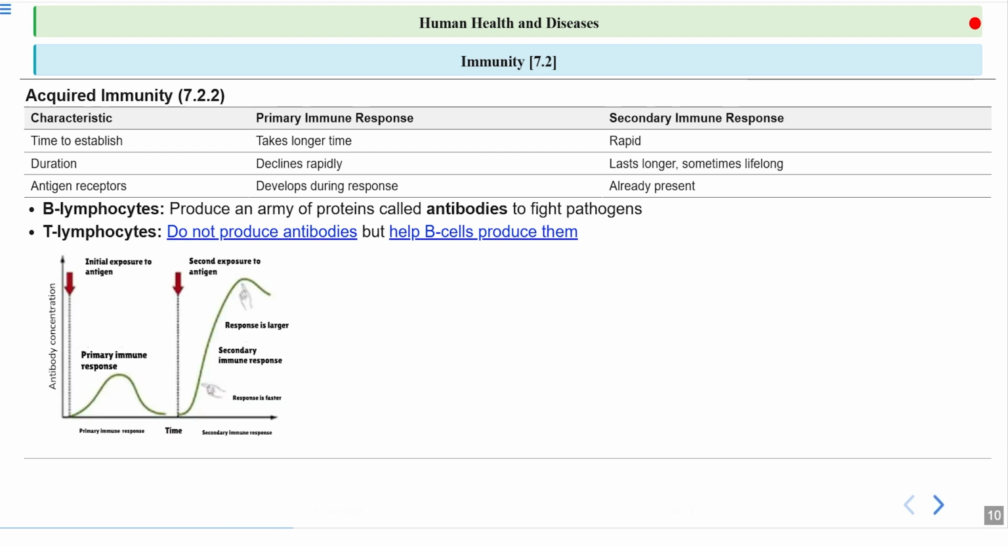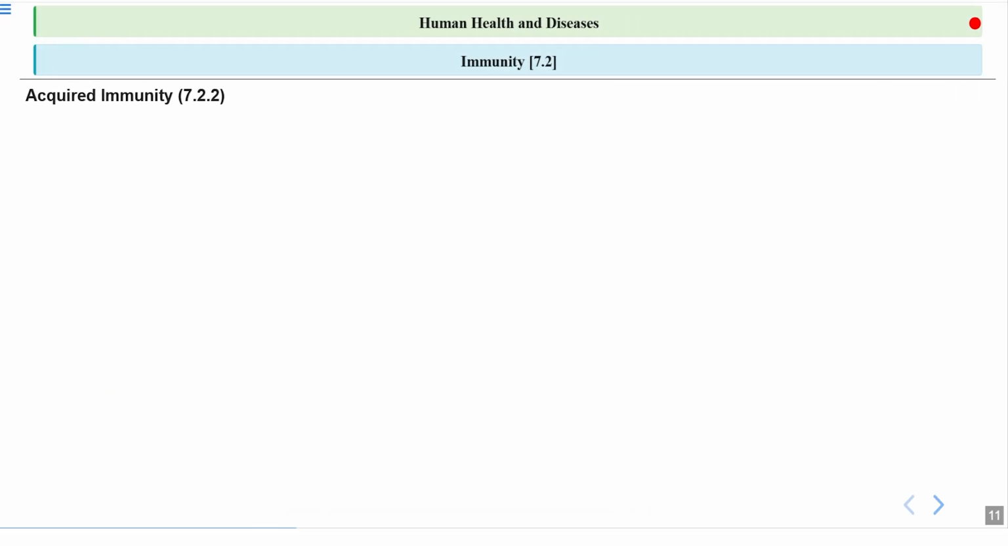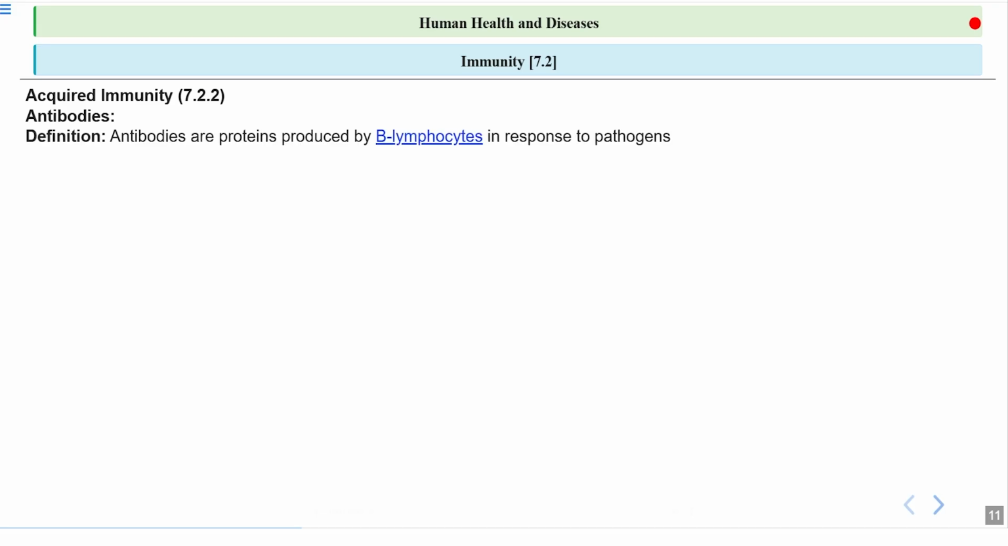Okay, this figure we have already discussed. This is showing you the difference between the primary and the secondary immune response. Okay, so let's talk about the antibodies. These are the main molecules responsible for recognizing and neutralizing pathogens in acquired immunity. Antibodies are basically proteins produced by B lymphocytes in response to pathogens.